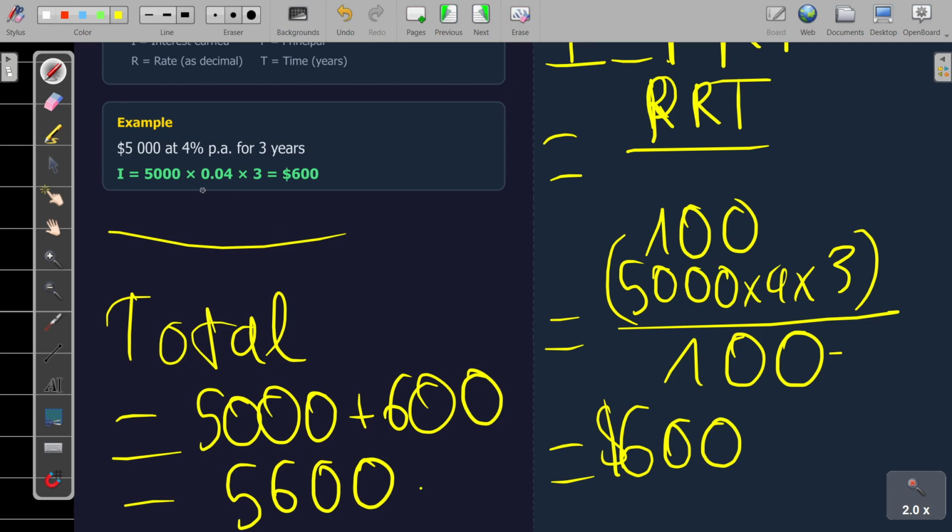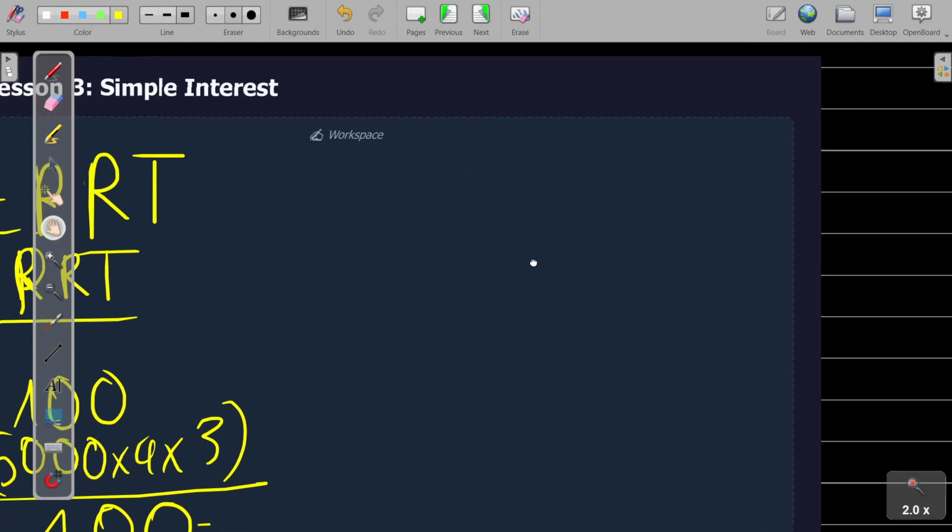You can use the original one as well, but you need to convert this 4% into 0.04, which can trip up some people. So I prefer to just have the raw numbers, plug and play, and that's really it. So that's one example. What about another example?